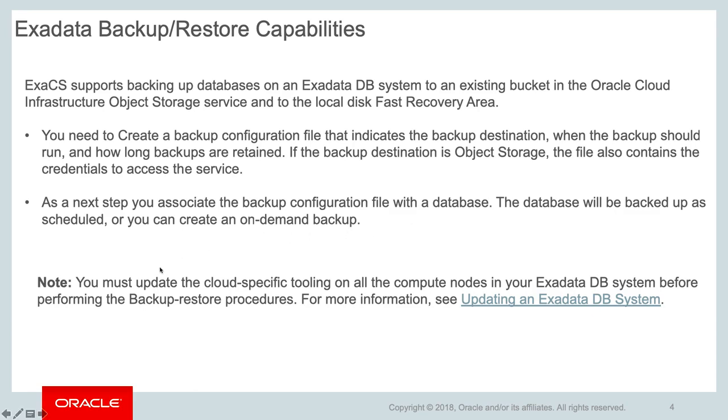One note here is that you must update the cloud specific tooling on all the compute nodes in the Exadata database system before you perform the backup and restore procedures. There are various ways to update the cloud tooling. You can use the dbaascli command. dbaascli patch tools list will list all the available tooling on your system, and then you have an option to update it to the latest by using the apply clause within dbaascli.